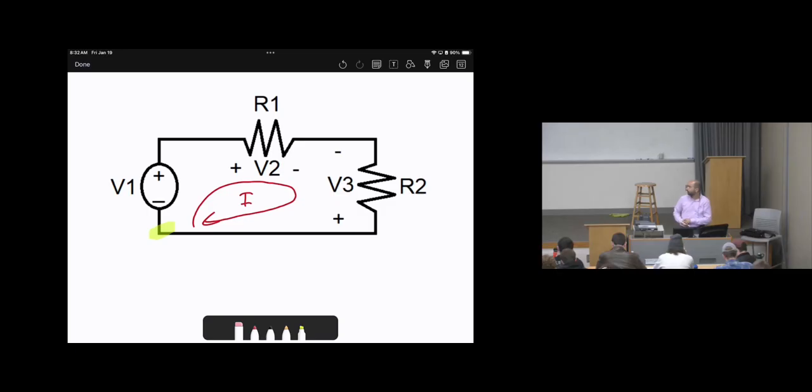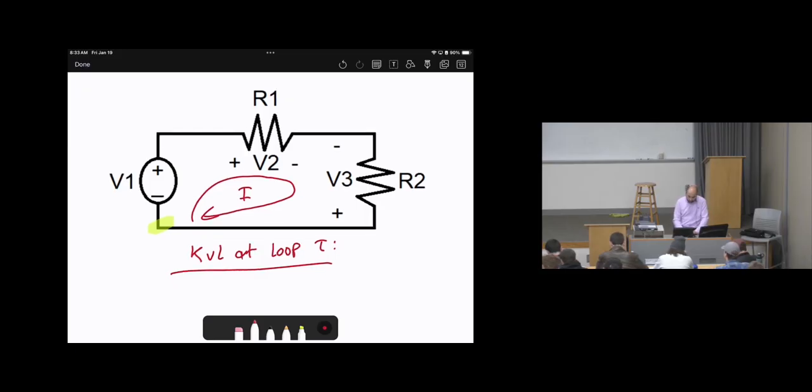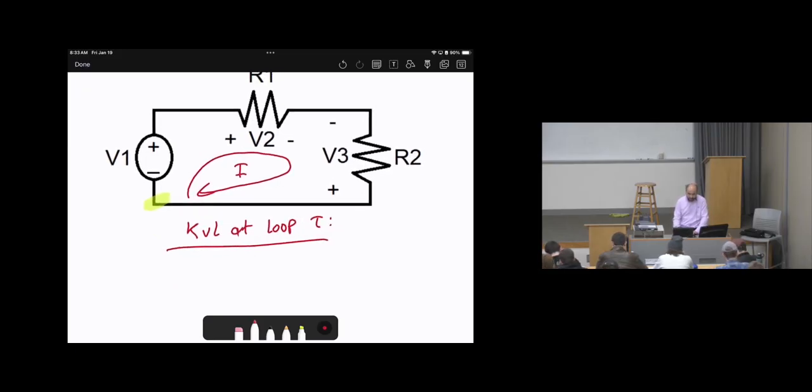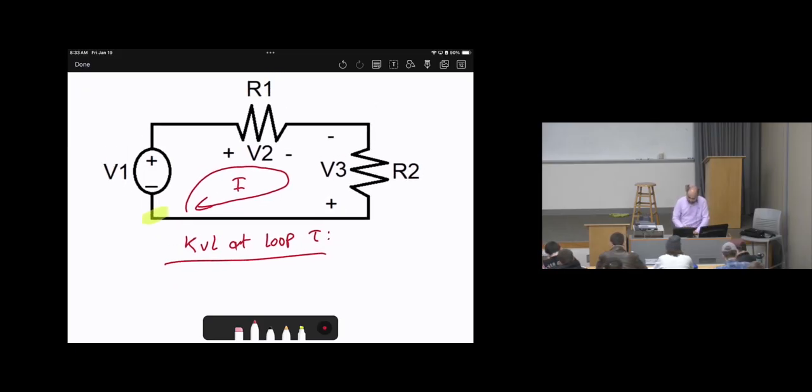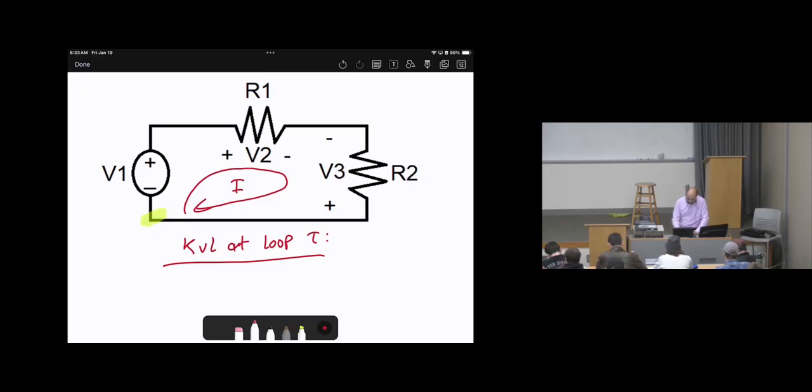So in loop 1, we will start from the left bottom corner, then we will apply KVL. So we will write like this. Whenever we apply KVL, you need to write this statement: KVL at loop 1. The sum of the voltages goes to 0. We will travel clockwise, start from this point and go back to it.